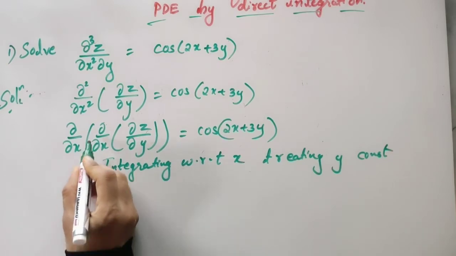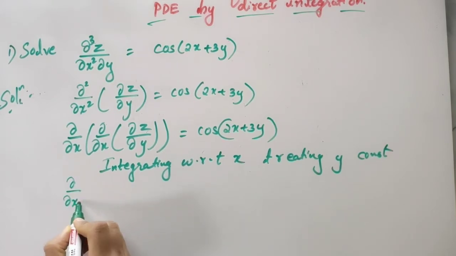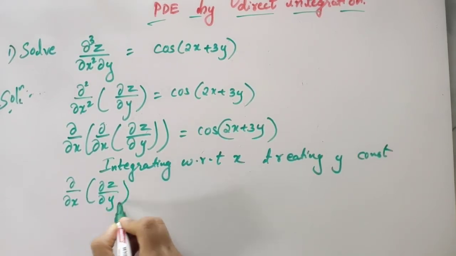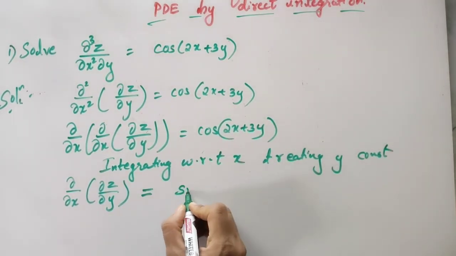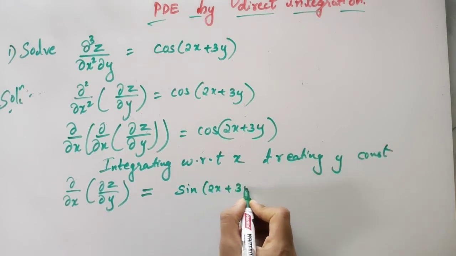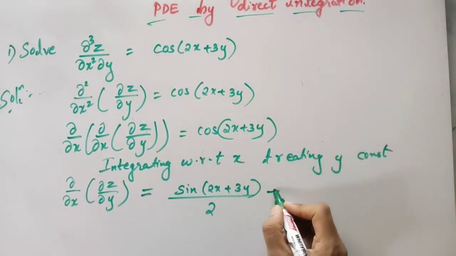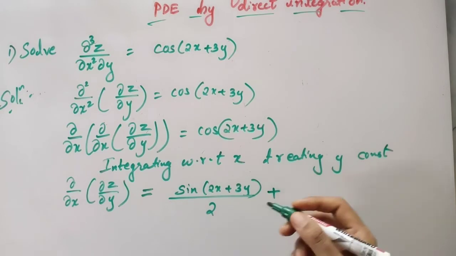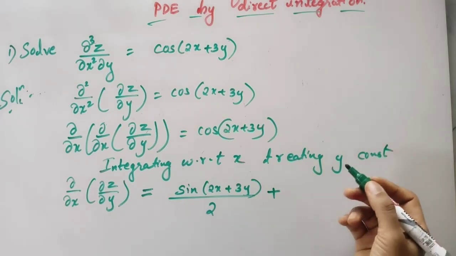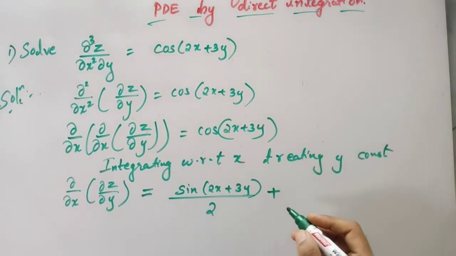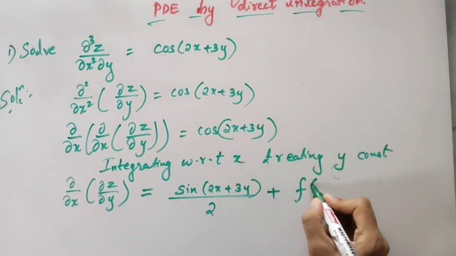If you integrate the left hand side, this ∂/∂x will be cancelled. You have ∂/∂x of ∂z/∂x alone here. That is equal to integration of the right hand side with respect to x. Integration of cos is sin(2x+3y)/2. Now instead of writing any arbitrary constant, we write an arbitrary function of y, because y was treated constant while differentiating with respect to x partially. So instead of any arbitrary constant, we write an arbitrary function, say f(y).